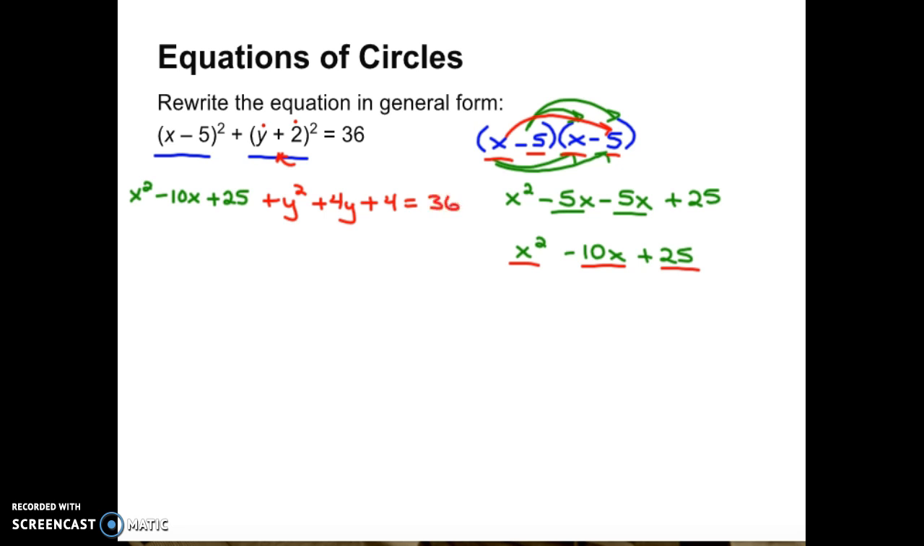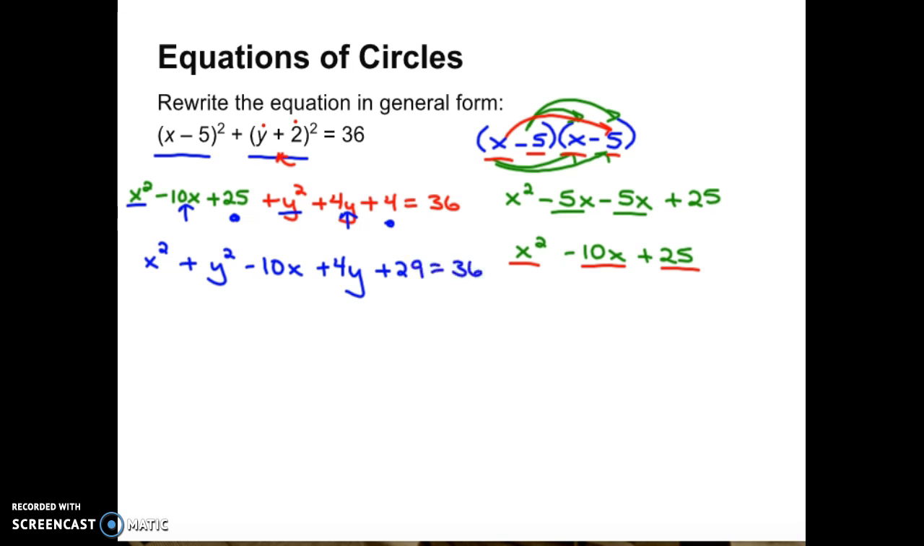So real easy for the general form then, here's what I'm going to do. I have an x squared and then a y squared, so I'm going to write that first. So x squared plus y squared. And then you have your x term next, so minus 10x. And then you put your y term after that, so plus 4y. And then you combine your number parts. So I have a 25 and a 4, so that's 29 equals 36.